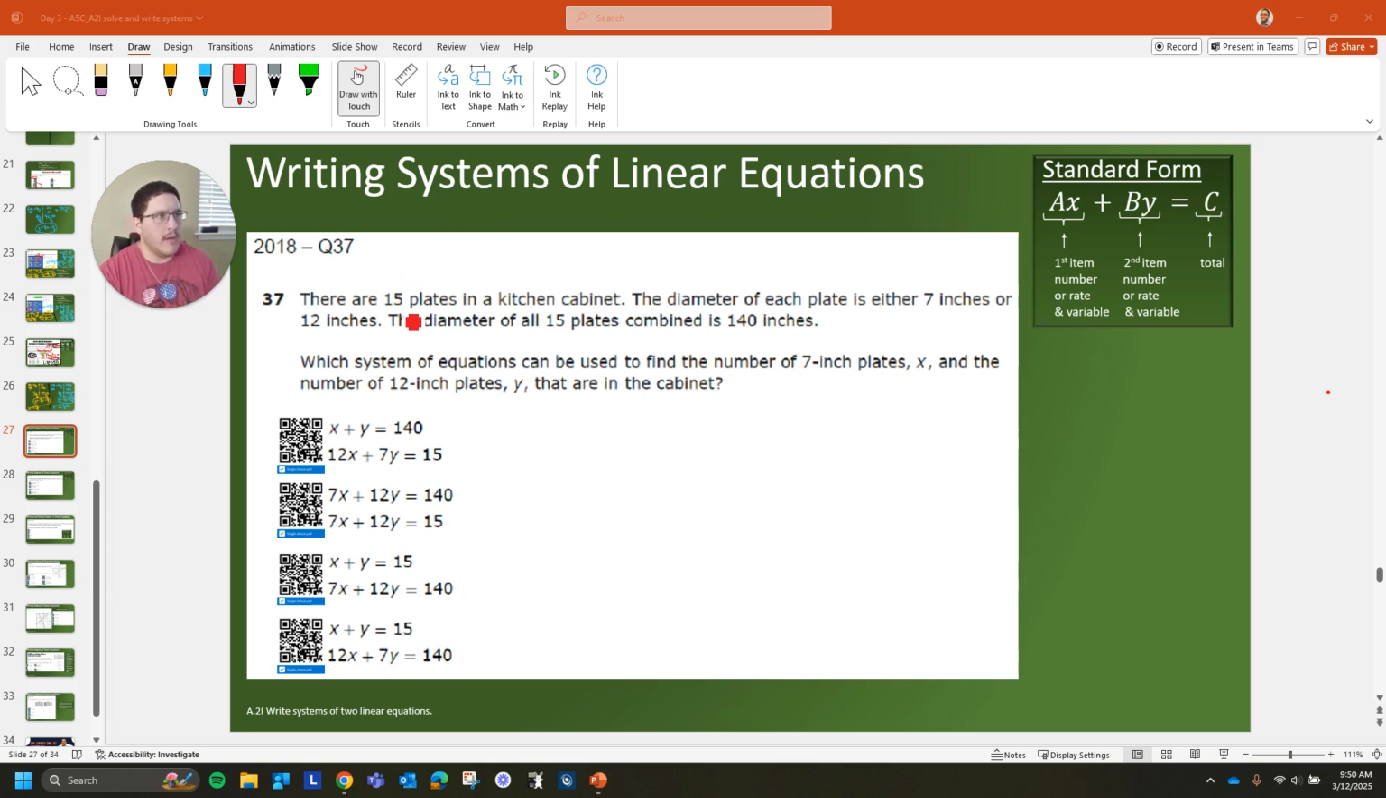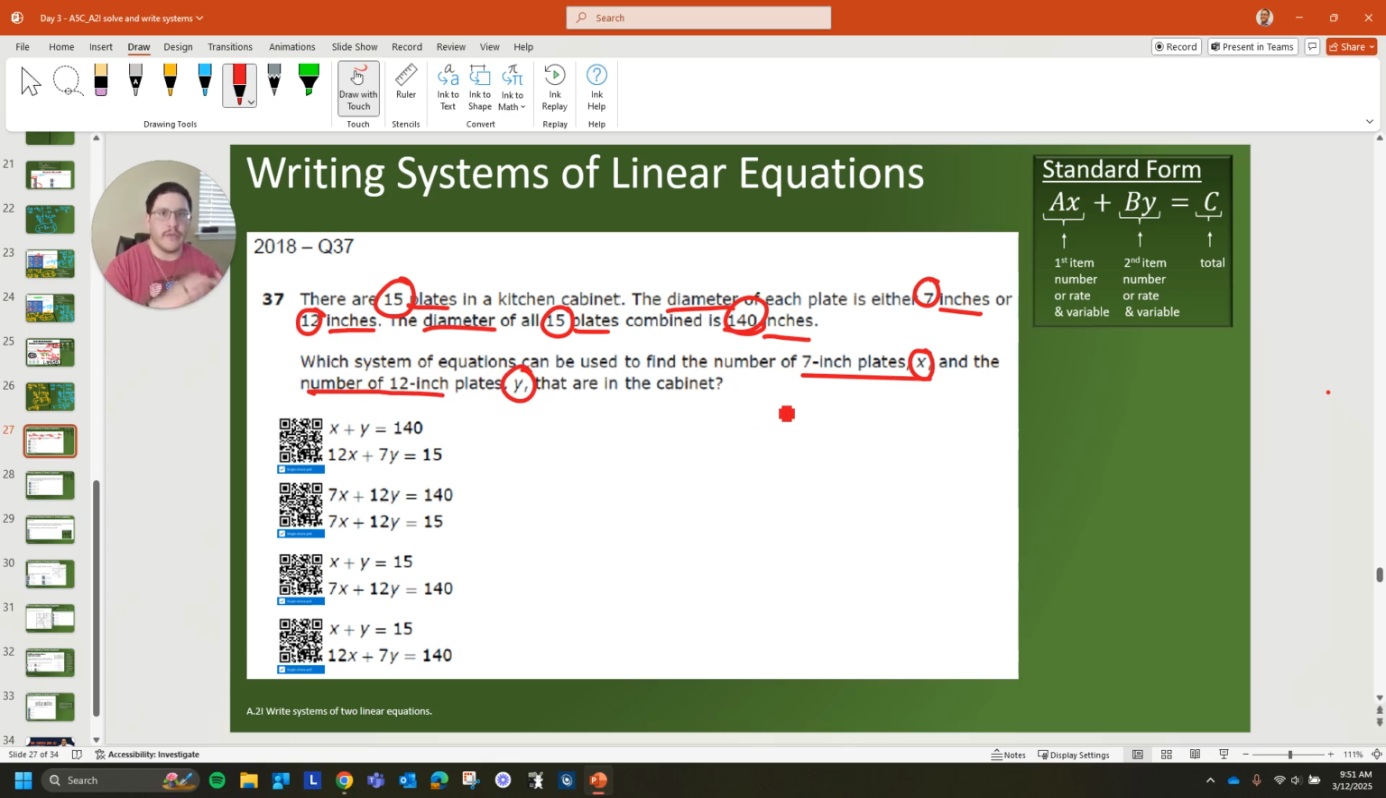Okay, so there are 15 plates in a kitchen cabinet. The diameter of each plate is either 7 inches or 12 inches. The diameter of all 15 plates combined is 140 inches. Okay? So, what system of equations can be used to find the number of 7-inch plates, x, and the number of 12-inch plates, y, that are in the cabinet? So, what do we know? How do we start this setup? Where do we go? Okay?